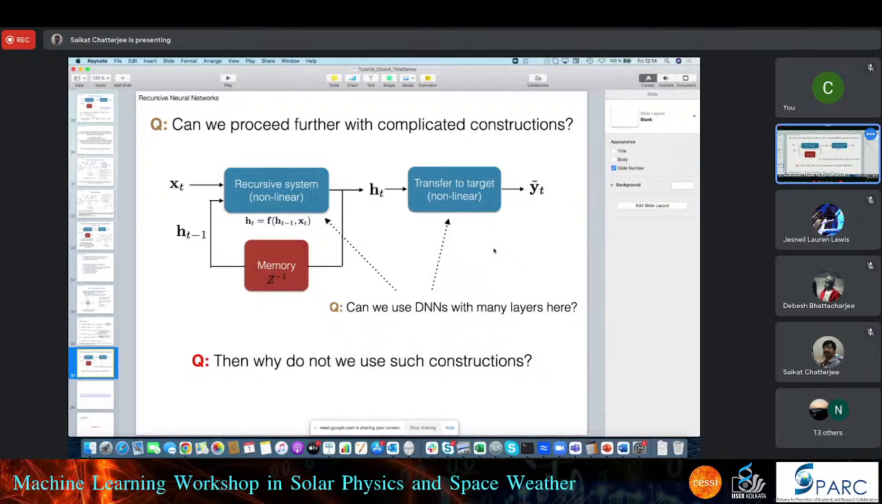Question is that if we use the DNNs with many layers here, I can conceptually. Question is then, why do we not use such construction so much? Because still, people use LSTM, and LSTM is a little old, but GRU is very new, and these constructions we typically use, but not with very complicated DNNs here. But yes, we can, or possibly there are people who have done that. Okay, so it's not impossible.